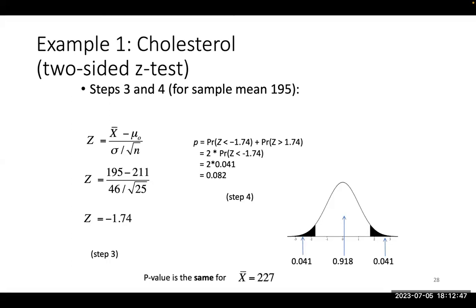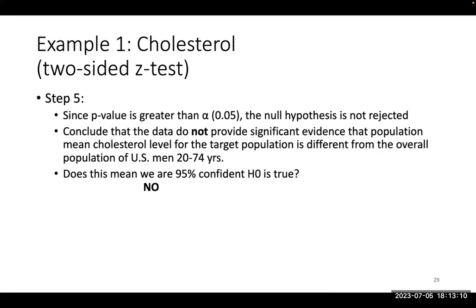So if you're doing this now, and this is where it's getting a little tricky, for an X bar of 227, you have 227 minus 211, that's also 16, but it's plus 16 or minus 16, which gives a little difference in width, but since it's two-sided, it comes to the same result, same p-value. So since the p-value is greater, not rejected, we're not 95% confident the null hypothesis is true.